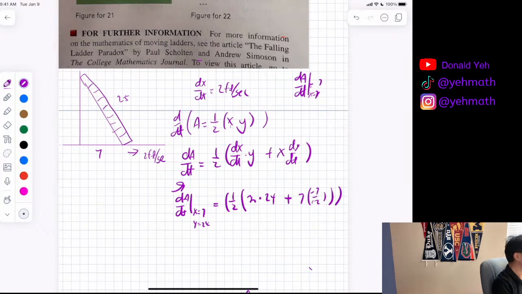We kind of did that yesterday. There was a question about a triangle where you had to do a product rule. I didn't tell you to do that, but some of you figured out a way to do it, which is great. But that's not what I'm focusing on today. I'm focusing on part C. So 24 plus 7 times -7 over 12. I just plug in all the information.